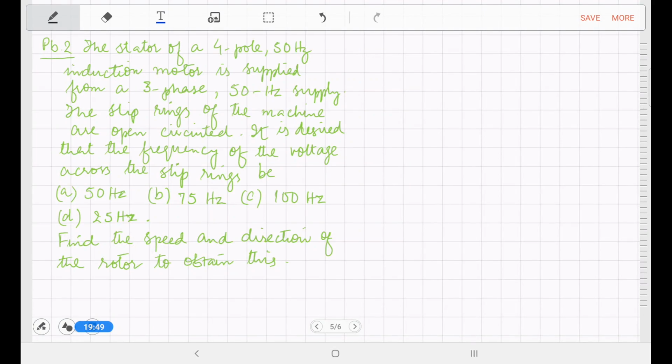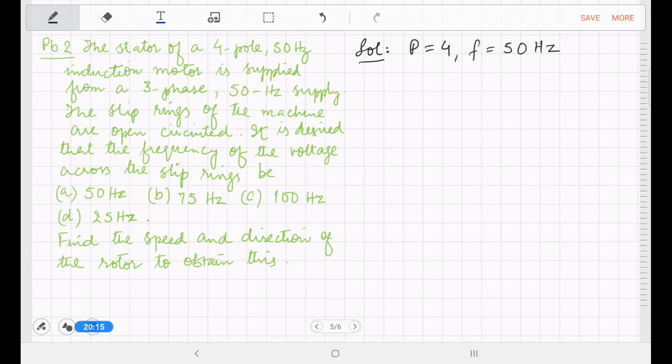So let's proceed to solve this problem. Solution. Let's first write down the data that has been provided. We are given the number of poles is 4, F is 50 Hz. The slip rings of the machine are open circuited.